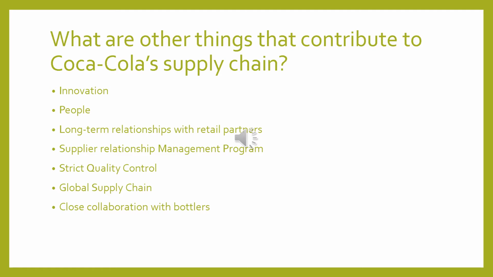What are the other things that contribute to Coca-Cola's supply chain? Number one, the innovation. It seamlessly integrates modern technologies into its supply chain. For example, it uses 3D printing to manufacture bottles and cans for its drinks. Number two, people. Coca-Cola's logistics team consists of more than 100 people who ensure the safe journey of each bottle from factory to fridge.